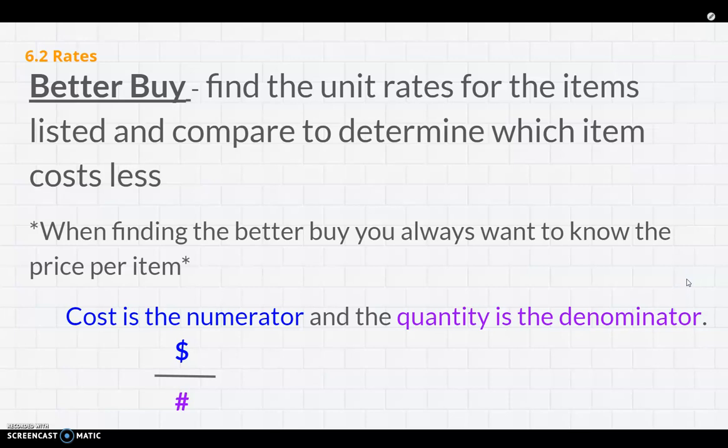You'll need to know what the better buy means. Here you're just going to find unit rates for the items and then compare to determine which one costs less. You really just want to know which one is going to be a better use of your money. When finding the better buy, you always want to know the price per item. This means you're going to put the cost in the numerator and the quantity in the denominator. So that's really important to note.